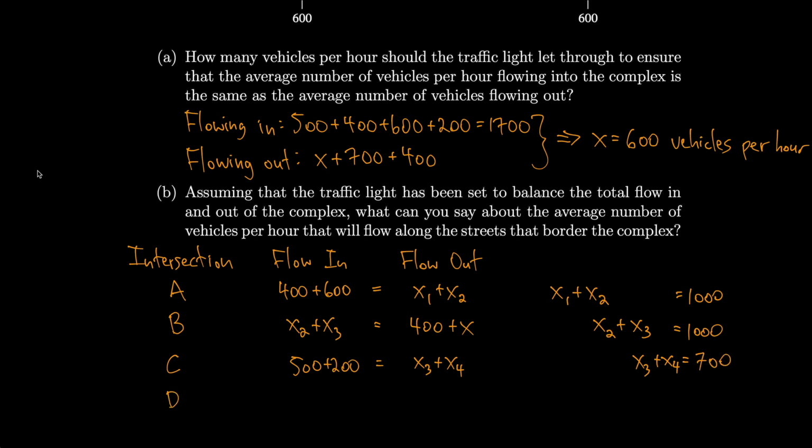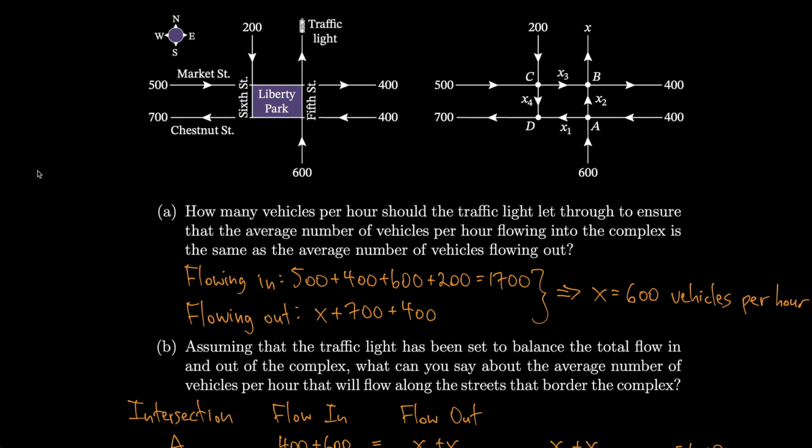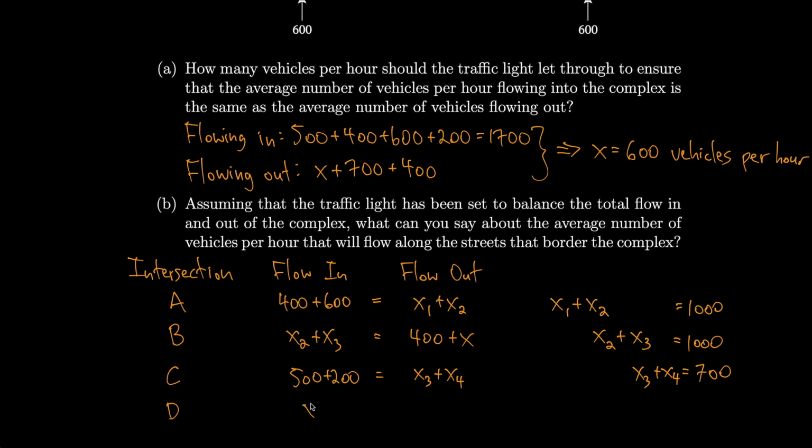Okay, I'll do D. Looks like we have x4 and x1 flowing in, and we just have 700 flowing out. So x1 plus x4 should be equal to 700.